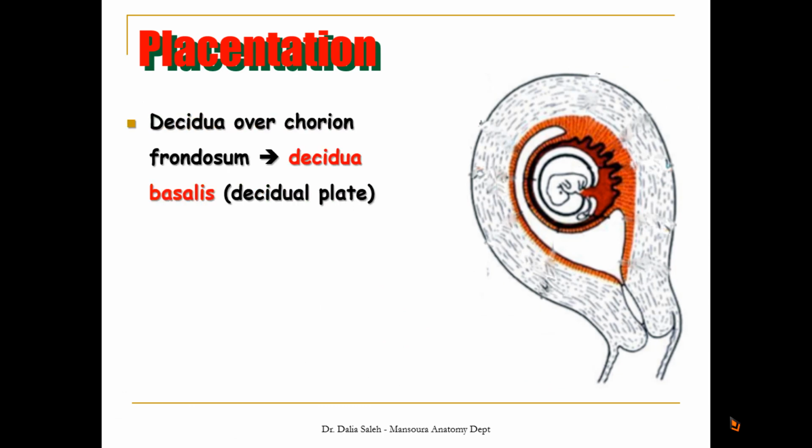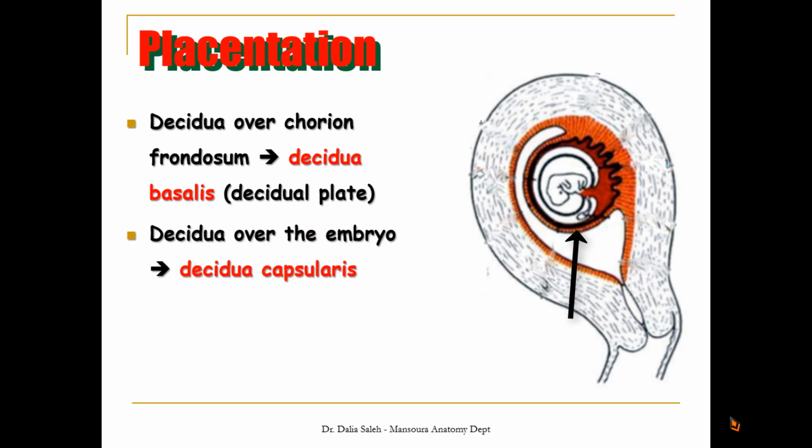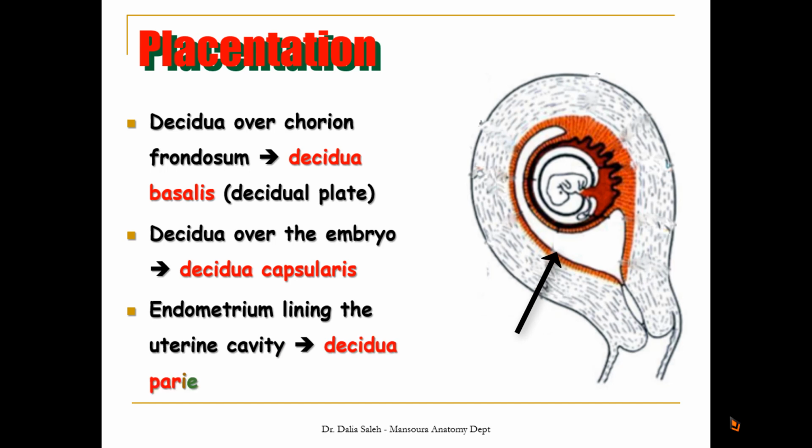Remember that the endometrial lining of the pregnant uterus is called the decidua. So the part of the decidua that comes into contact with the chorion frondosum, we call the decidua basalis, while the decidua that covers the embryo or the gestational sac, we call the decidua capsularis, while the decidua that lies on the rest of the uterine cavity, we call the decidua parietalis.